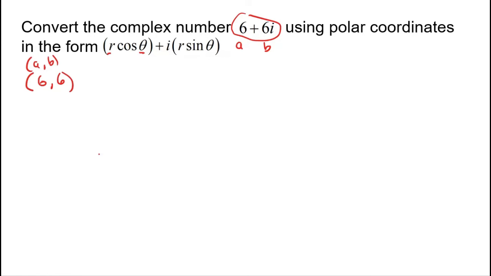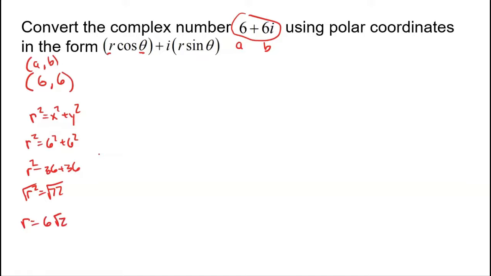And that's actually pretty easy. So here's what I know. I know that r squared equals x squared plus y squared. Therefore, r squared equals 6 squared plus 6 squared. r squared equals 36 plus 36. And r squared equals 72. Take a square root and a square root. r equals, well, 72 can be reduced. That's going to be 6 radical 2. All right, there we go for that first part right there. Not too bad to find r.